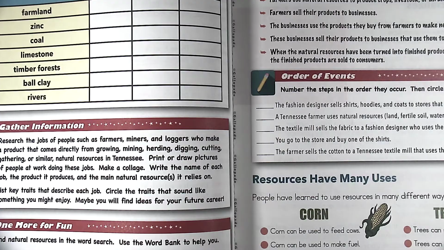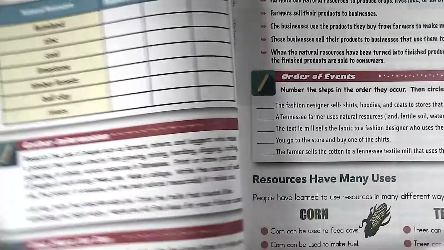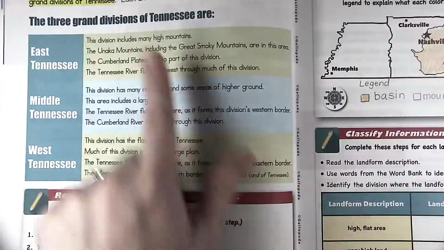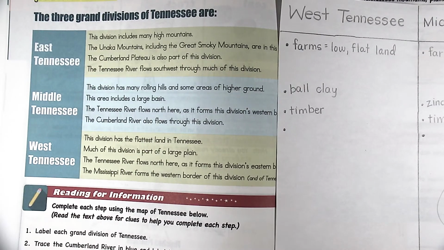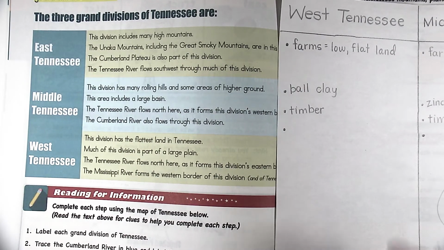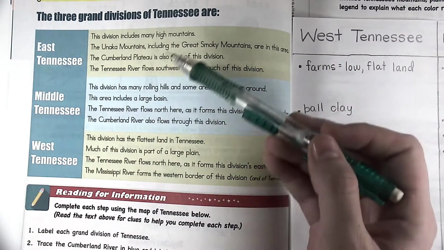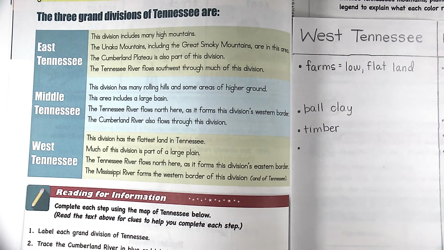Okay, once you have finished all of this, we need to go back and add some more things to our chart. So what you're going to do is you're going to go back to this chart that we looked at the very beginning, and we are going to add this information to our chart. Now, I'm going to go ahead and show you how to do it for West Tennessee. You're going to do it for Middle Tennessee and East Tennessee. I'm going to show you for West Tennessee so that you can see it better on your screen.